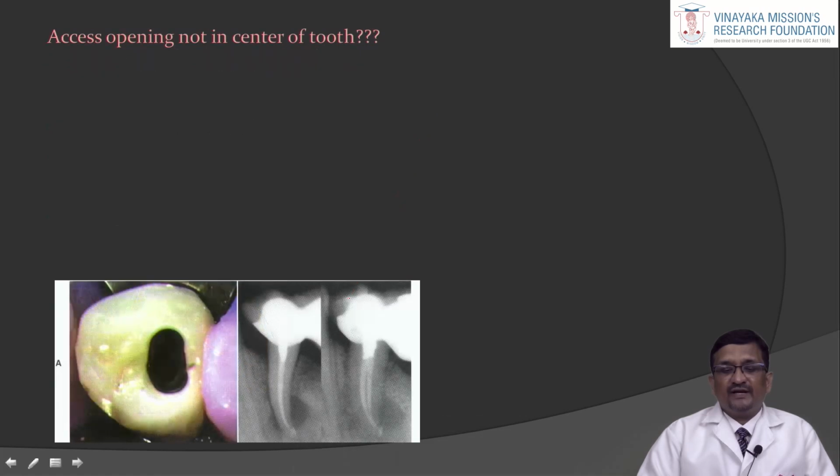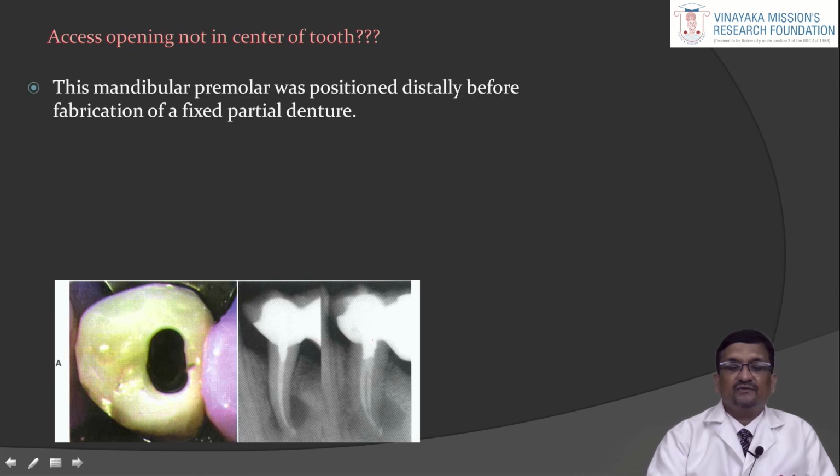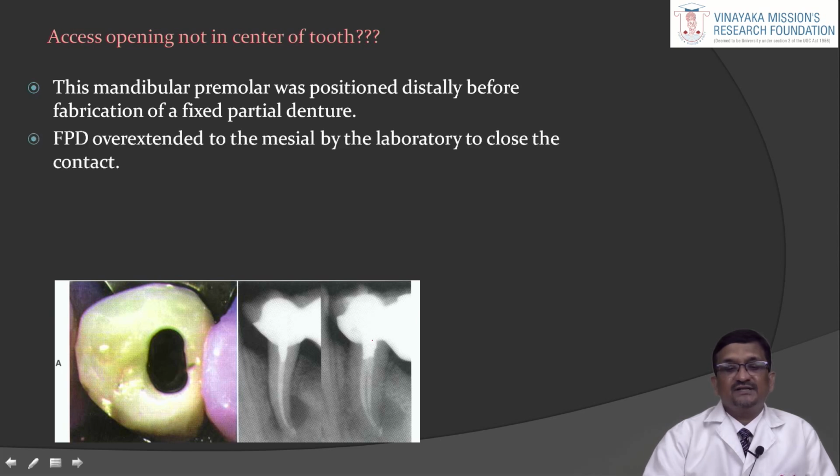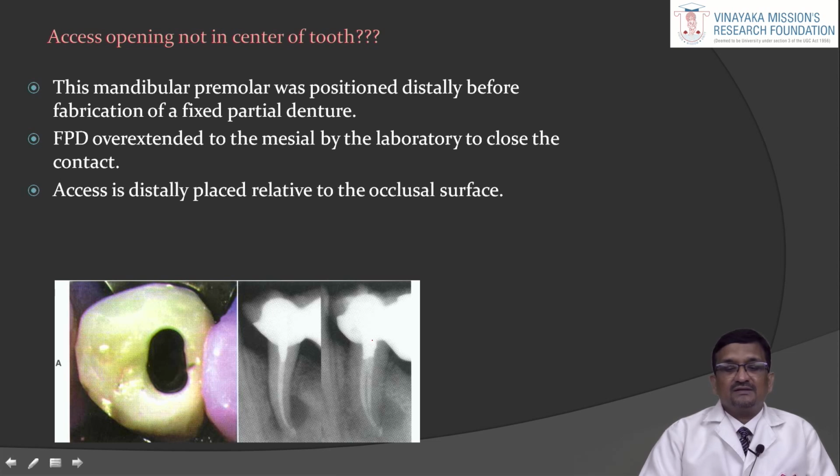Next, one final example I will show you before I go to the next stage of cleaning and shaping. Access cavity, for example, look at this crown, it is not in the center of the tooth. So do you think it is a perforation? No. If you look here, it is not perforation. Why? Because this mandibular premolar was positioned distally before fabrication of FPD. So FPD was overextended to the mesial by the laboratory to close the contact. So access is distally placed relative to the occlusal surface.